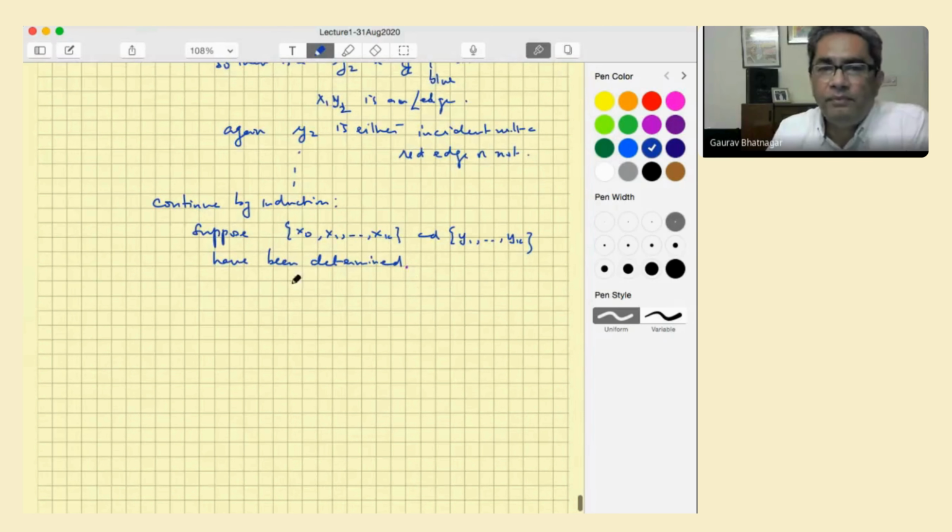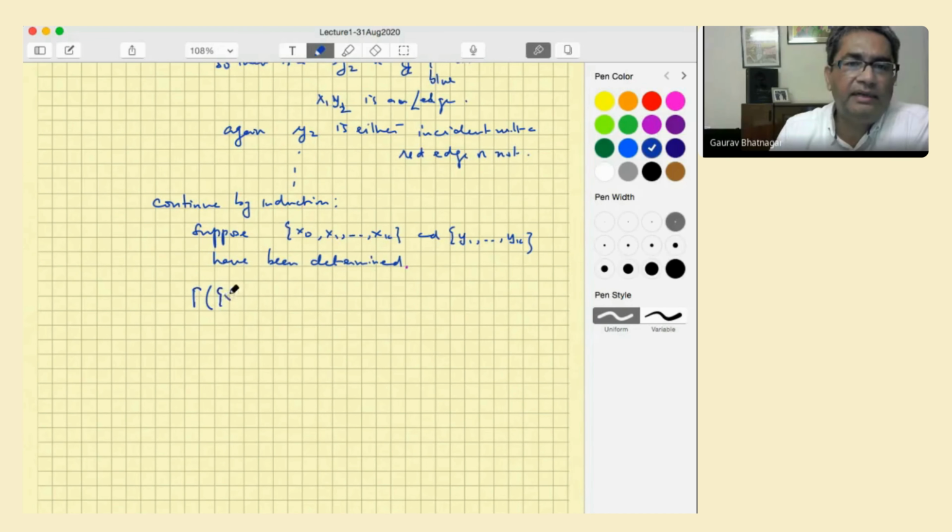So that won't be a problem. So anyway, suppose this has been determined. Again, gamma of x0 xk has to be bigger than or equal to k plus 1. So there's something other than these guys. So there is a yk plus 1 which we get.